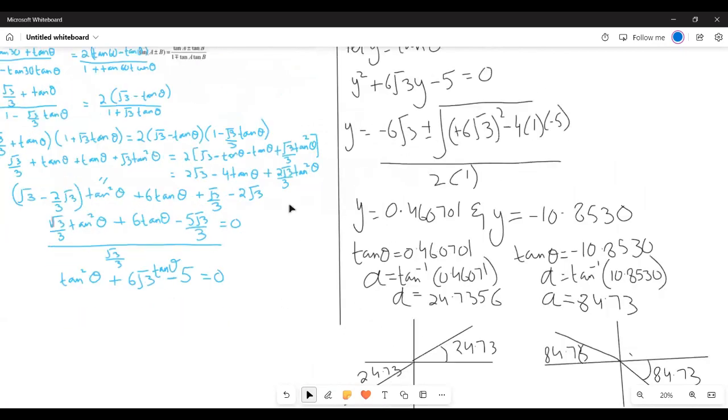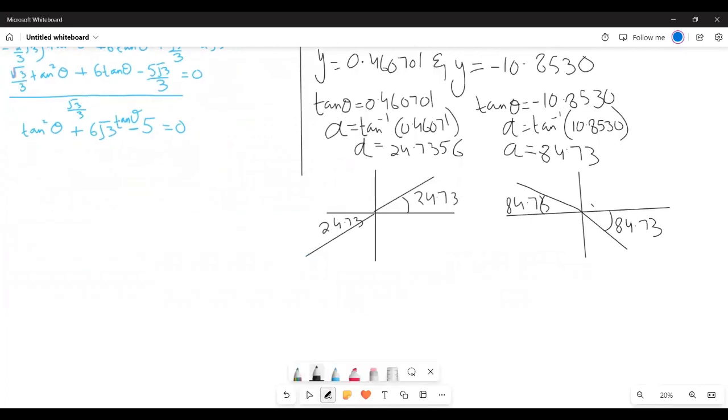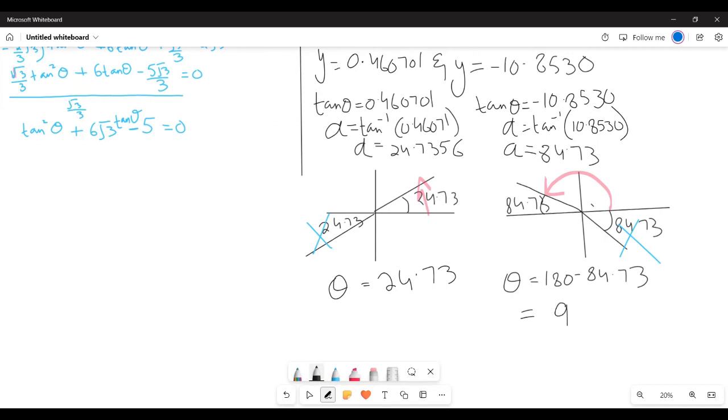Do we have a restricted domain in this question? Theta is between 0 to 180. Okay, that means that we disregard this solution. It's out of the domain, and disregard this solution. So one of the answers for theta is 24.73. This one. And the other one is 180 minus that. 180 minus 84.73, which gives 95.26.